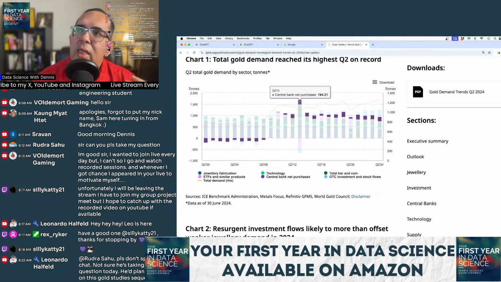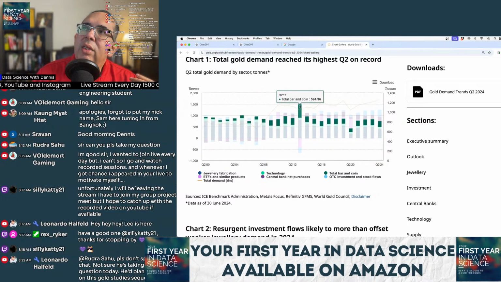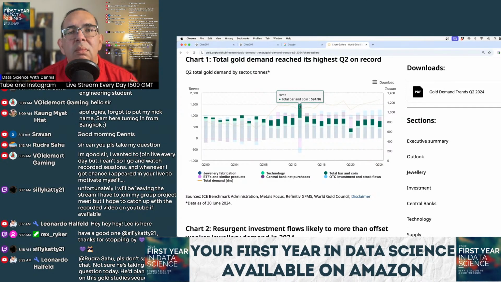And then I think last time we also closed by briefly looking at the green section. And I think that was my own hypothesis, right? Because the green section, again, according to the key, that's bars and coins.